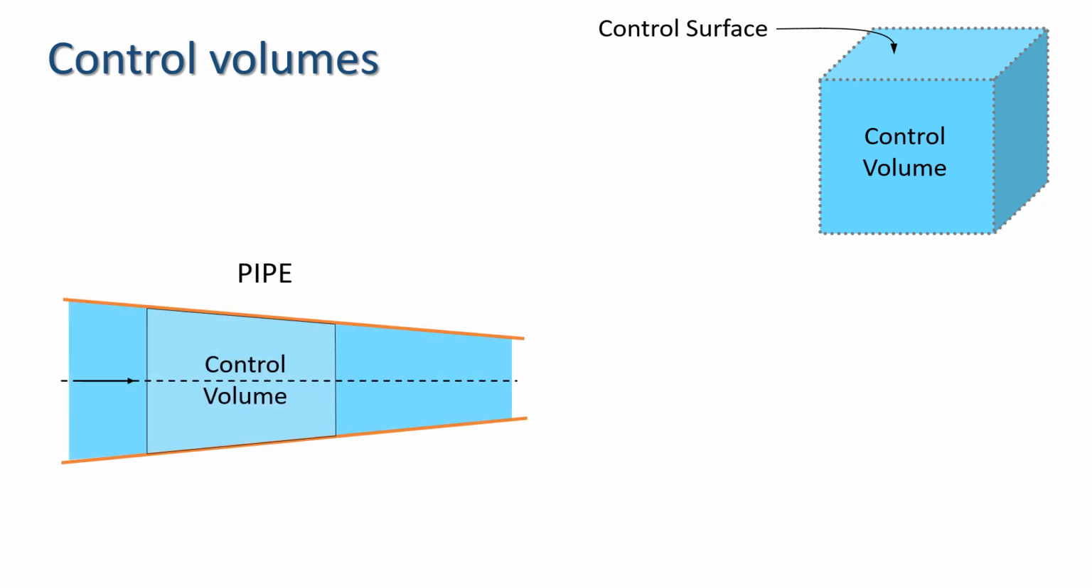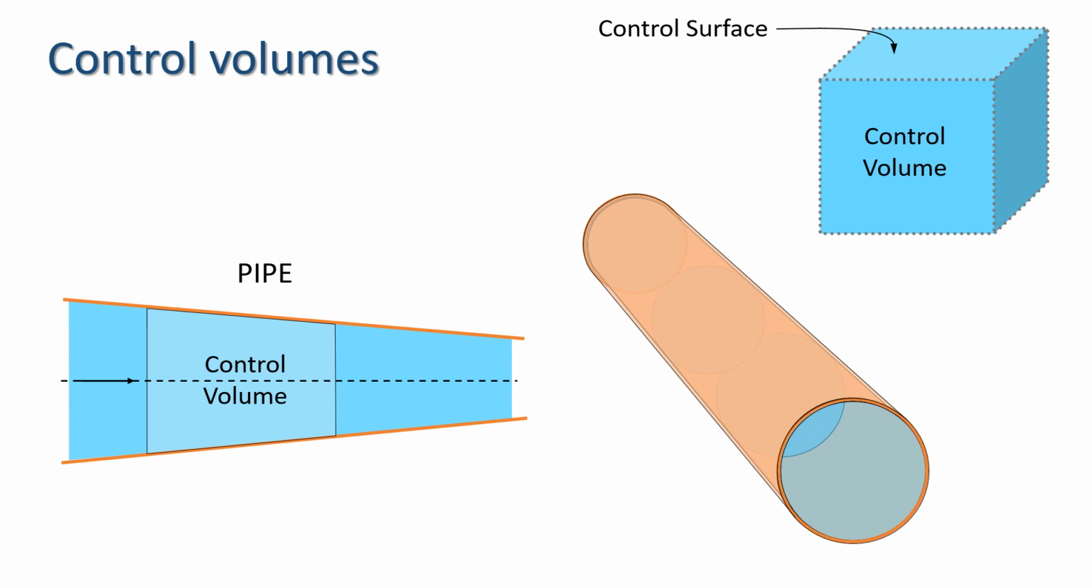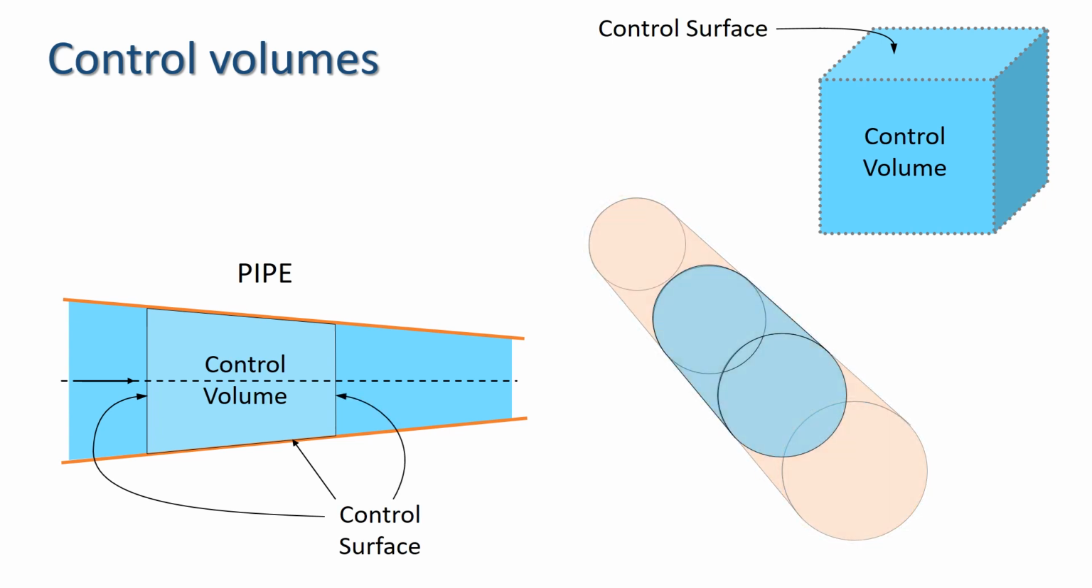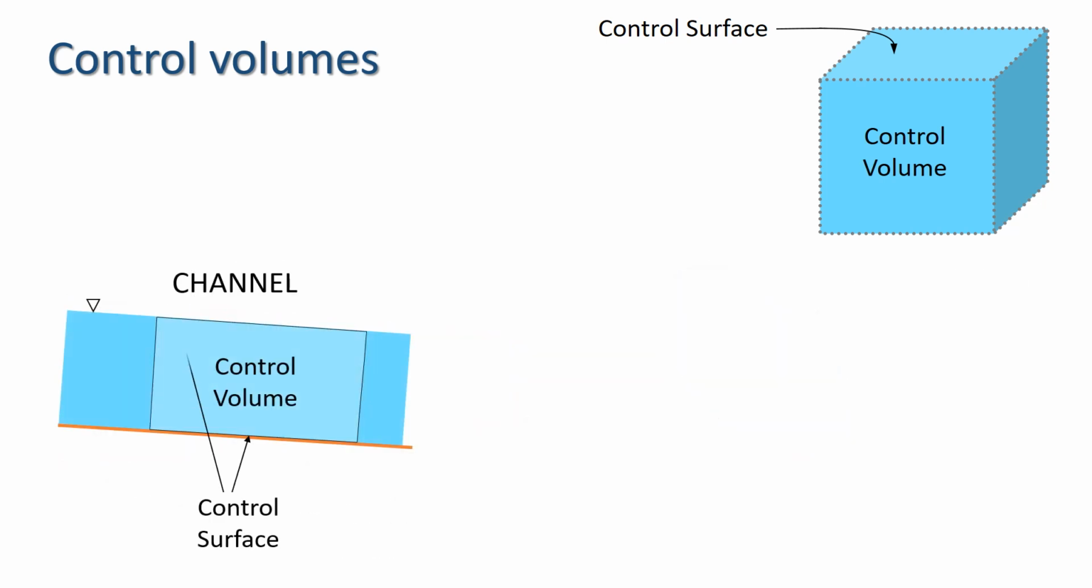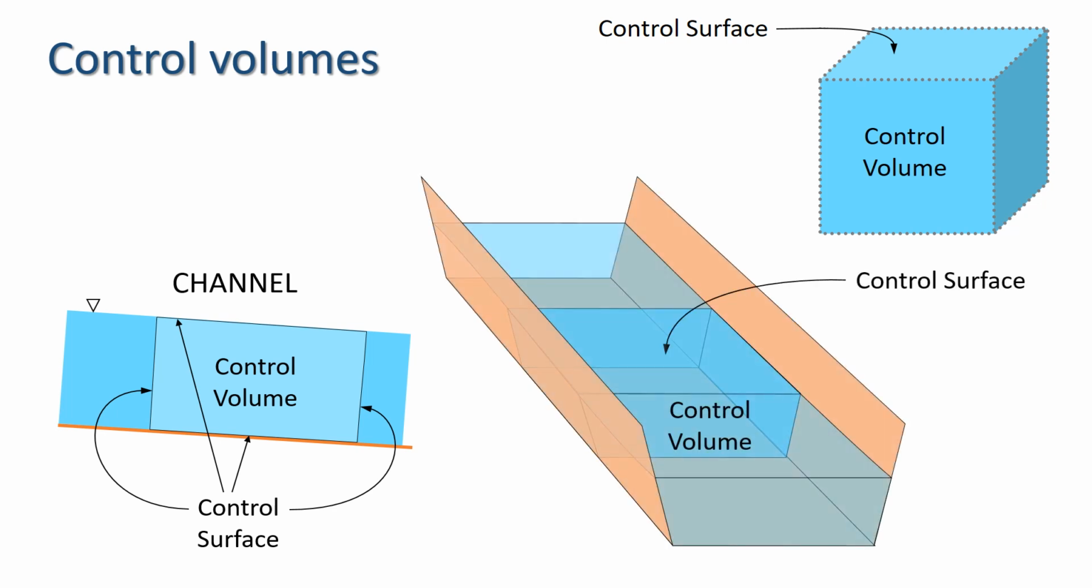A pipe provides us with one example where the choice of control volume is obvious. The inner surface of the pipe is taken as one of the boundaries, and the other two are plane surfaces perpendicular to the flow, one through which the fluid flows in, and the other through which it flows out. Similarly, for a channel, we use the bottom and sides of the channel and the free surface of the fluid to define the control surface.